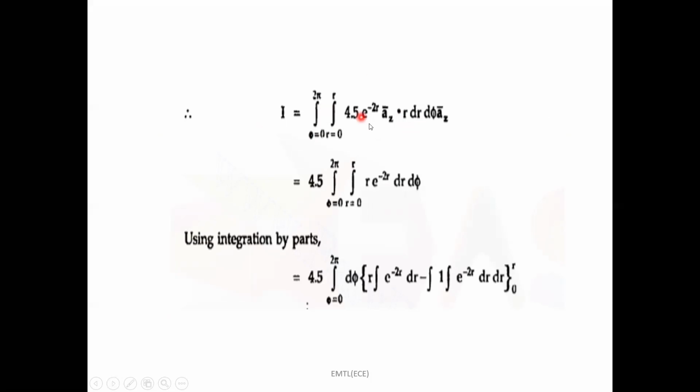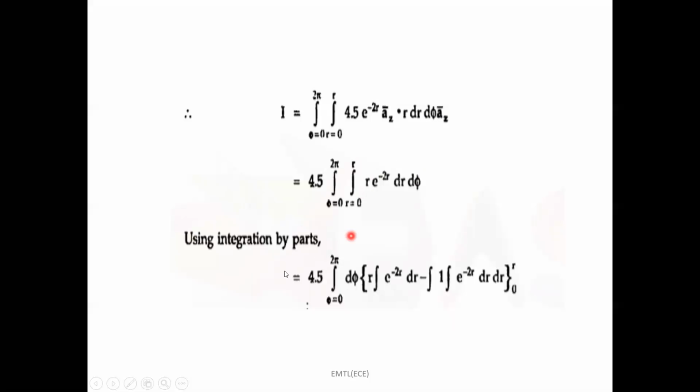I is equal to, so here it is a cylindrical coordinate system. In a cylindrical coordinate system, r, phi and z are the variables. So here there is no z component, and az dot az value becomes 1. So finally here only r and phi values remain. Already we know the limits of r and phi. R varies from 0 to r, and phi varies from 0 to 2 pi.